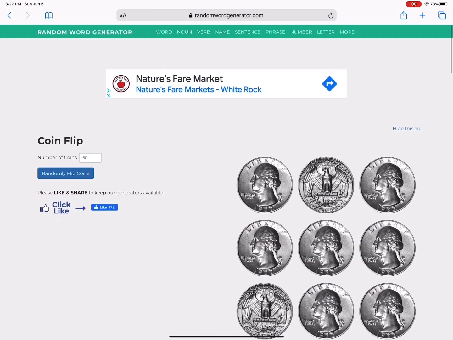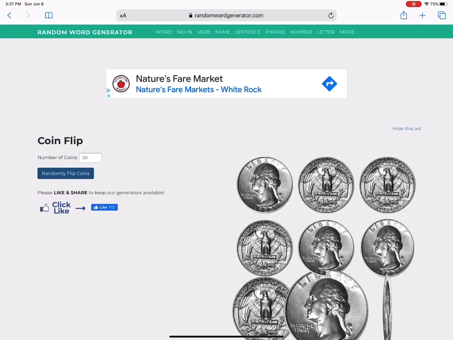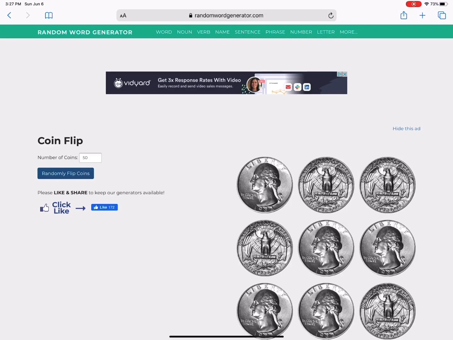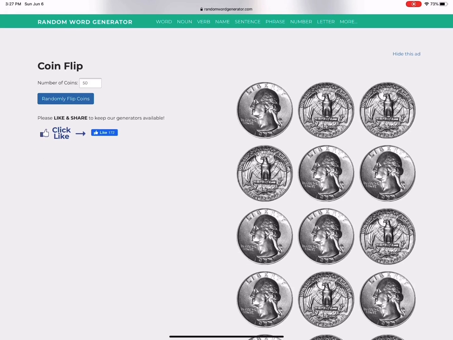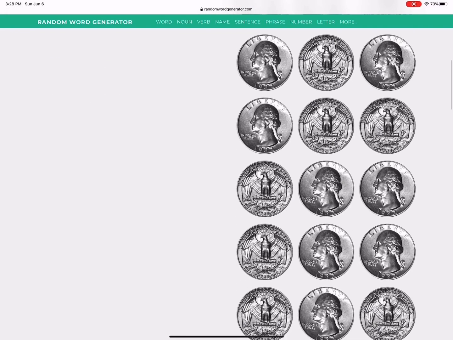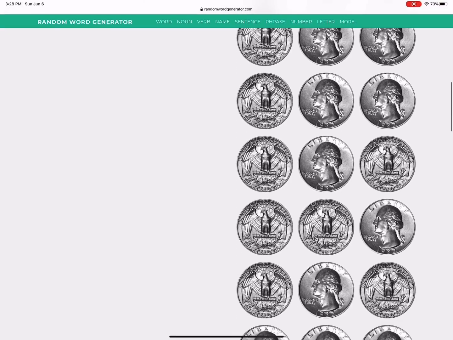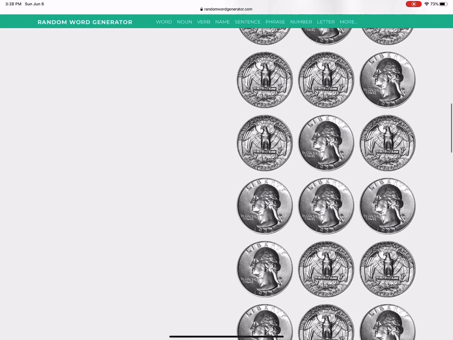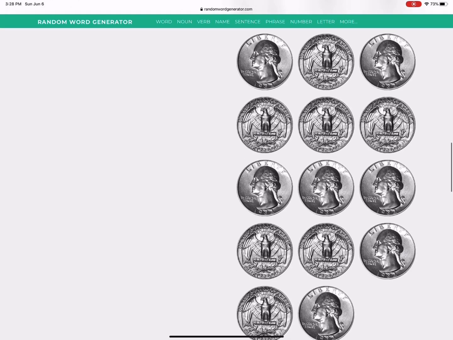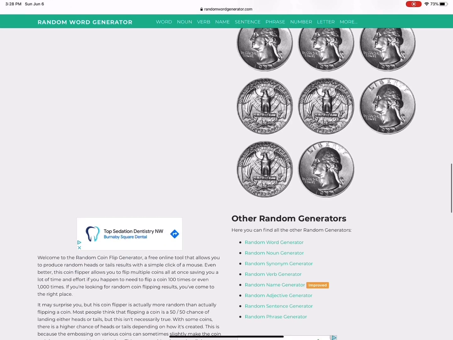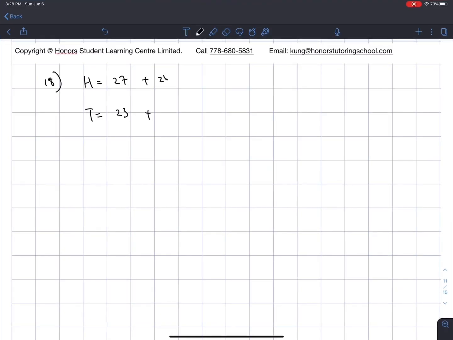I'll flip again, and then I'll just count the number of heads. Right, head is the one that is showing a person's head. So 1, 2, 3, up to 26 heads. Which means tails must be 24.